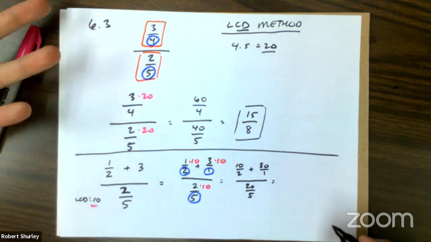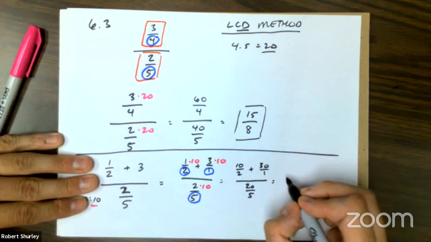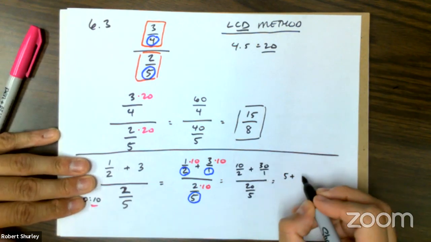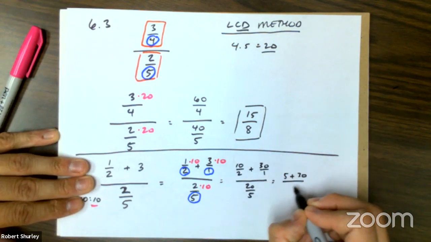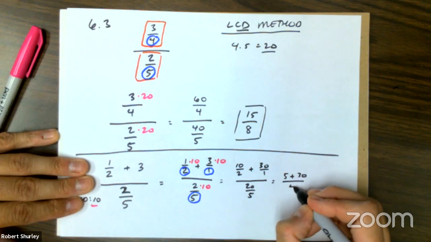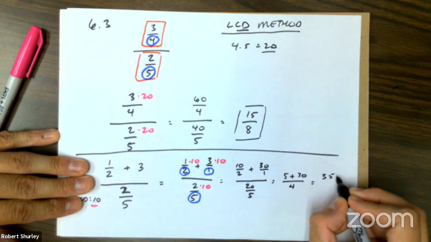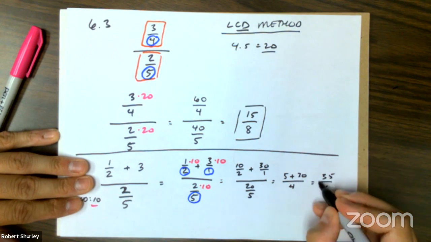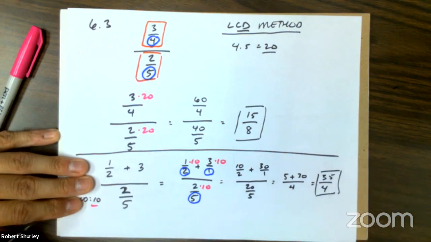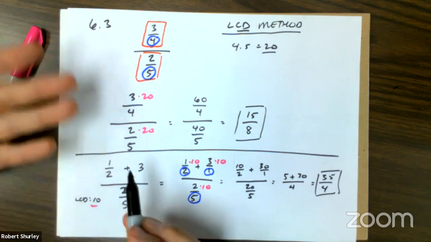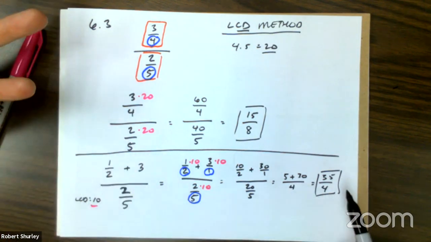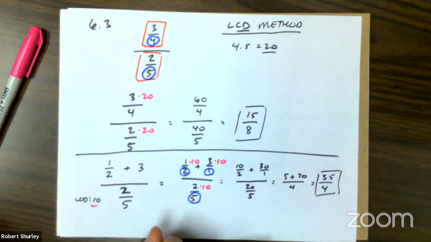And notice each one of those divides, right? 10 divided by 2 is 5. 30 divided by 1 is 30. 20 divided by 5 is 4. So we wind up with, add the numerators because that's a grouping, 35 fourths. And we're done. So we went from a complex fraction to a non-complex fraction, if you want to call it that. Okay?